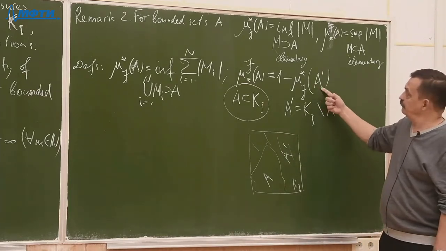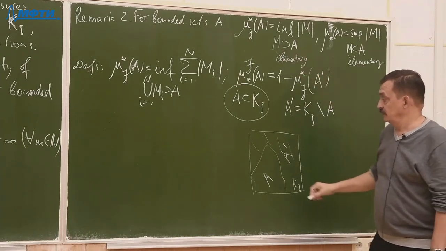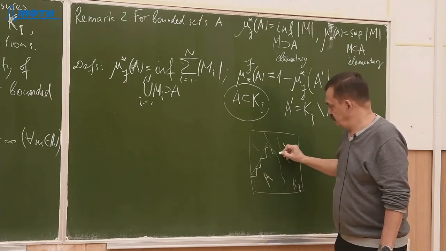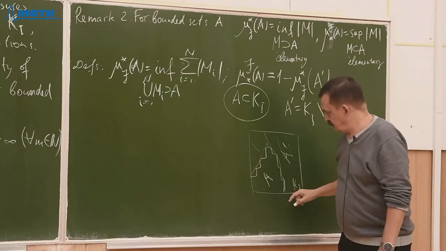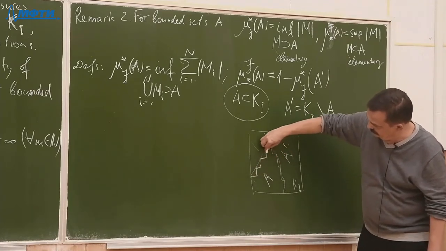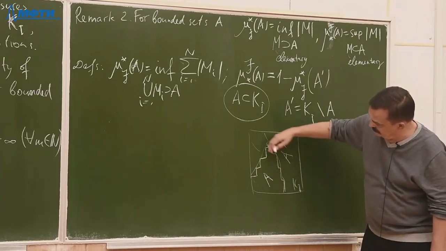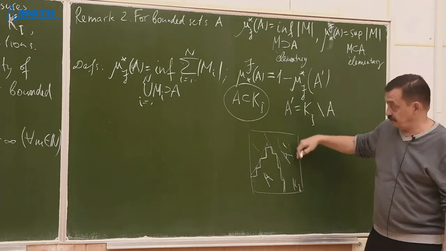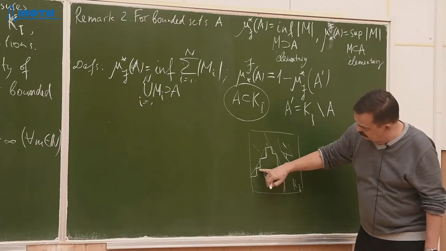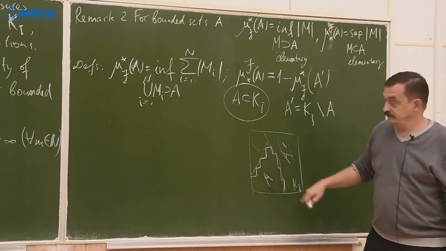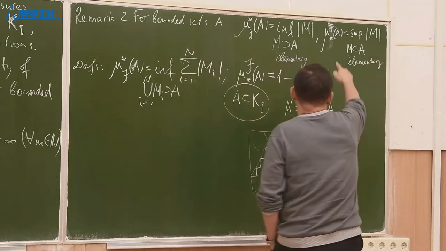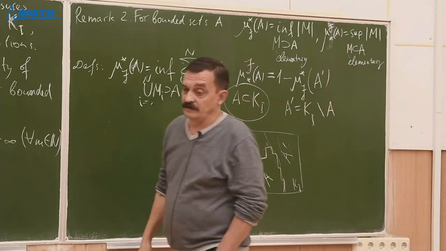And if an elementary set contains A', what does it mean? This is an elementary set, and that is its boundary. This elementary set contains A'. And if it contains A', then the complement of this elementary set is an elementary set which is inside A. That is how to check that property of the Jordan measure.